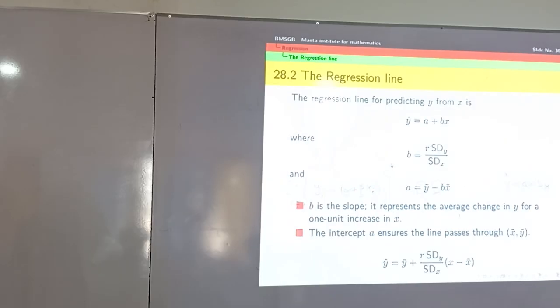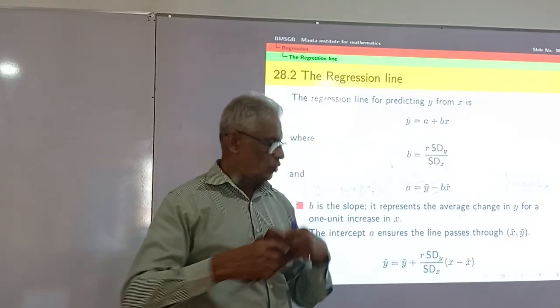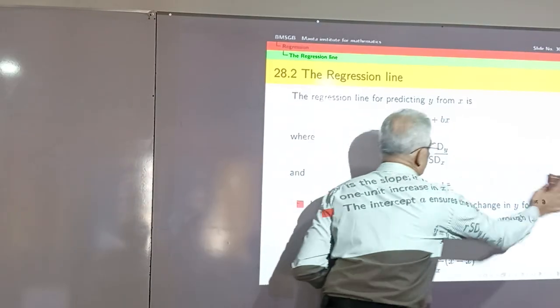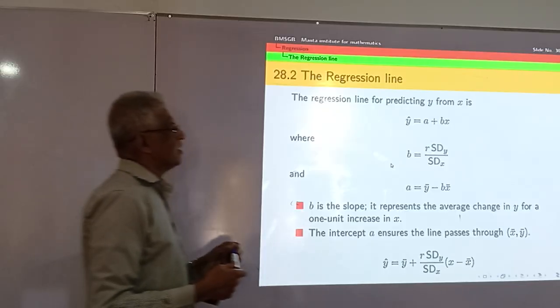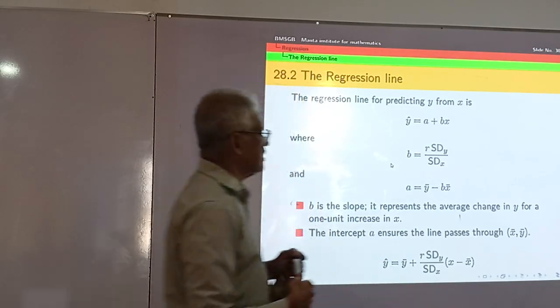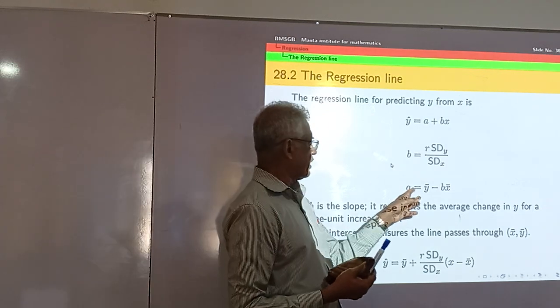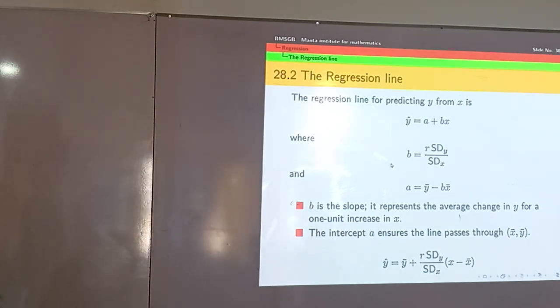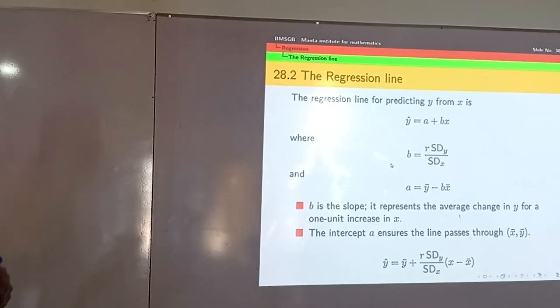So that's the method of least squares, and we can get a mathematical formula for those estimates. We will see that b can be written as r times SD of y divided by SD of x, where r is the correlation coefficient. And we can show that a is equal to y bar minus b times x bar, where y bar is the mean of y values and x bar is the mean of x values. So we can easily derive those two expressions.